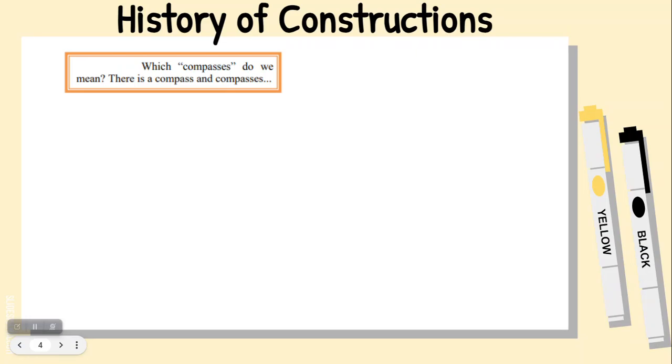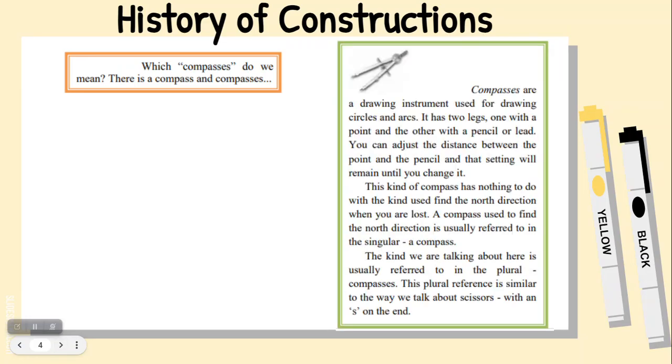So which compasses are we talking about? Compasses are a drawing instrument used for drawing circles and arcs. It has two legs, one with a point and the other with a pencil. This is the point one, this is the pencil one. You can adjust the distance between the point and the pencil, and that setting will remain the same. It's this little part right here that adjusts. This kind of compass has nothing to do with the kind that you use to find the north direction when you are lost.